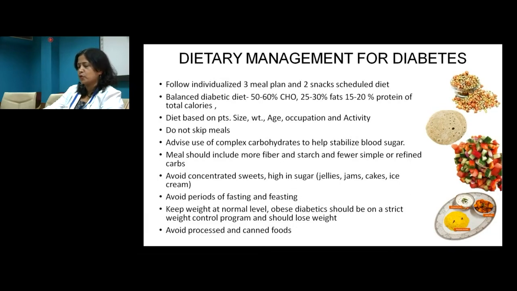Meals should include more fiber and starch and fewer simple or refined carbs. Avoid concentrated sweets high in sugar, for example jellies, jam, cake, mithai, etc. Avoid periods of fasting and feasting strictly followed by any individual. Keep weight at a normal level. Obese diabetics should be on a strict weight control program and should lose weight. And avoid processed, canned, or bakery items.